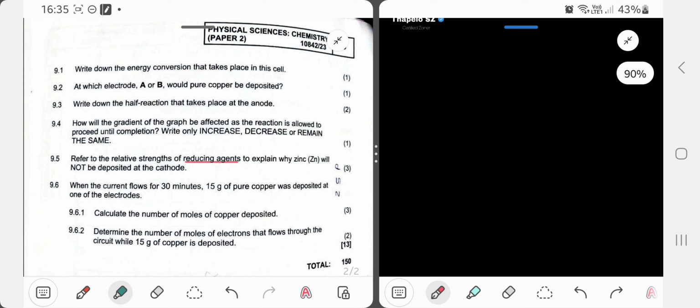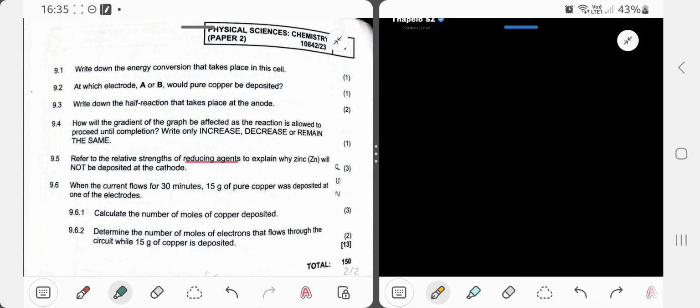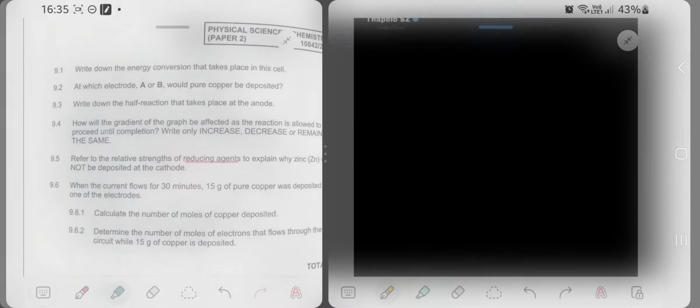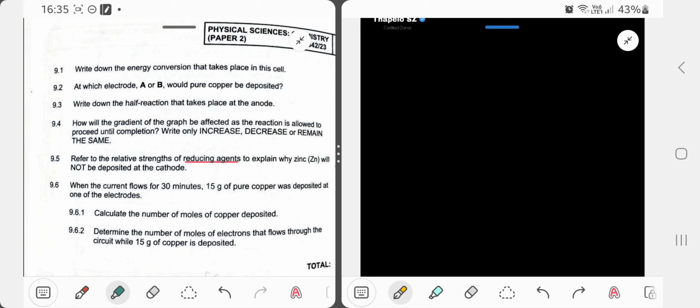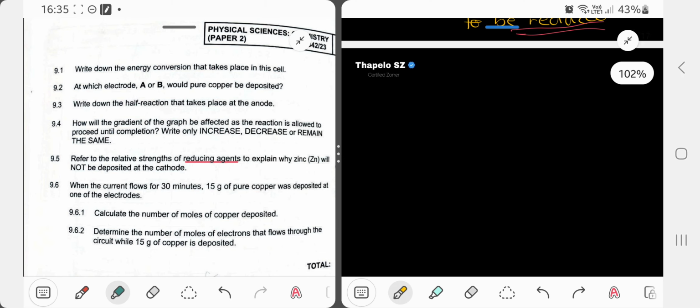So the next question says, when the current flows for 30 minutes, 15 grams of copper was deposited at one of the electrodes. So, number of moles. Here they're not asking about current. Sometimes they ask about current, and you need to know what to do, but they're not asking for current now, so it's fine. They're saying calculate the number of moles of copper deposited. They've given us the mass, so they want the number of moles.